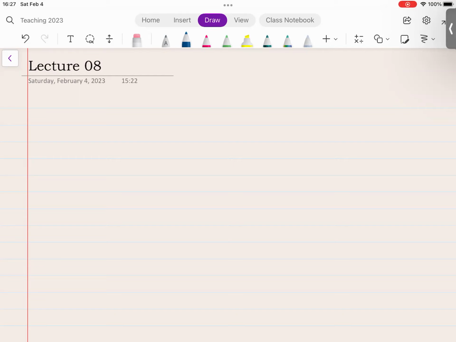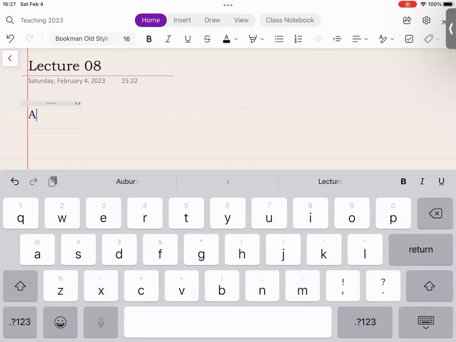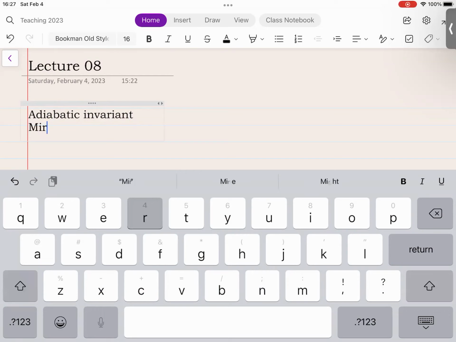You will remember what we've been discussing in lecture 7. We talked about the first adiabatic invariant. We just called it the adiabatic invariant, which is a word that Apple doesn't know. And we talked about the mirror effect.